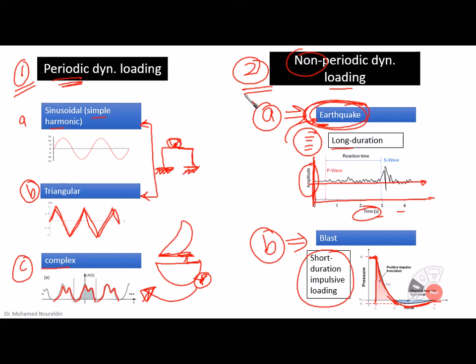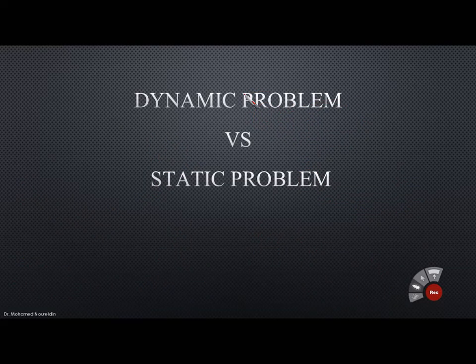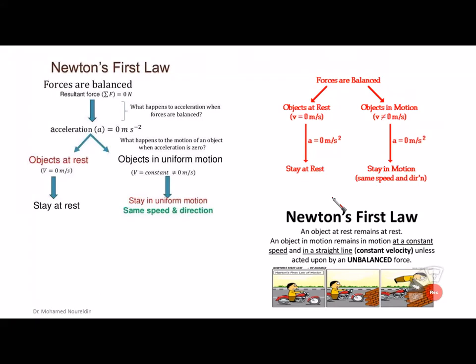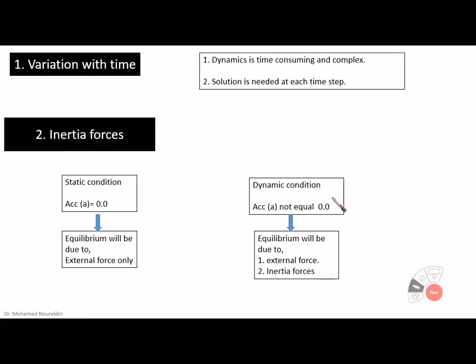Okay, now let's jump to another slide and see what we are going to see here. Now we are going to talk about the dynamic problem versus static problem. Whenever we talk about the dynamic versus static problem, we need to understand the major differences between them so that we can differentiate well between the two. So number one, which I was already talking about, is the variation with time.